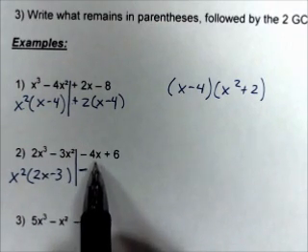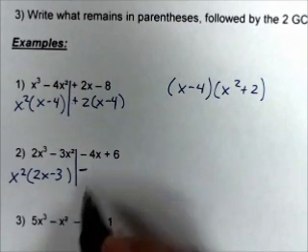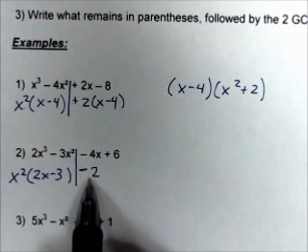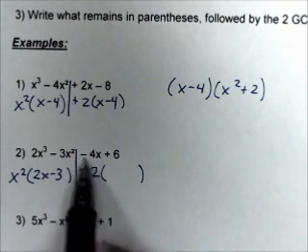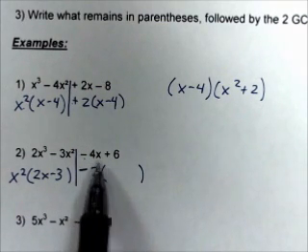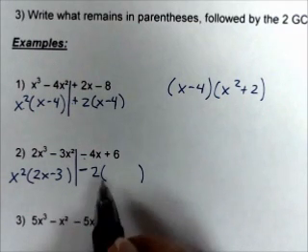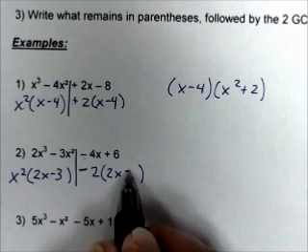Now, the greatest common factor of 4x plus 6, well, it's going to be 2. Pull out 2, but now there's that subtraction in front. So think of this as negative 2. So that if you factor out a negative 2 from negative 4x plus 6, the resulting binomial would be 2x minus 3.